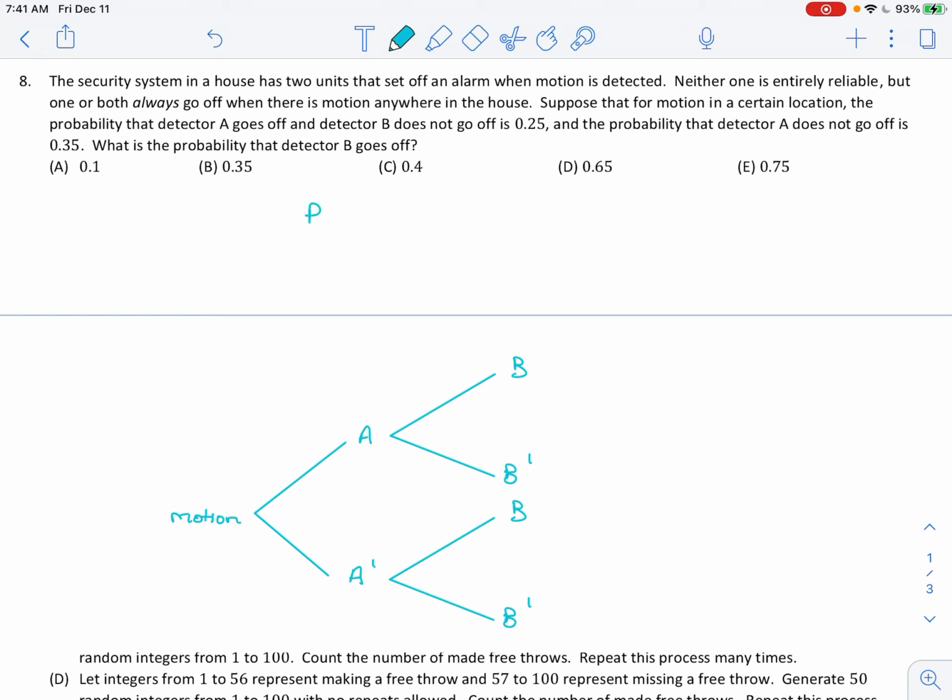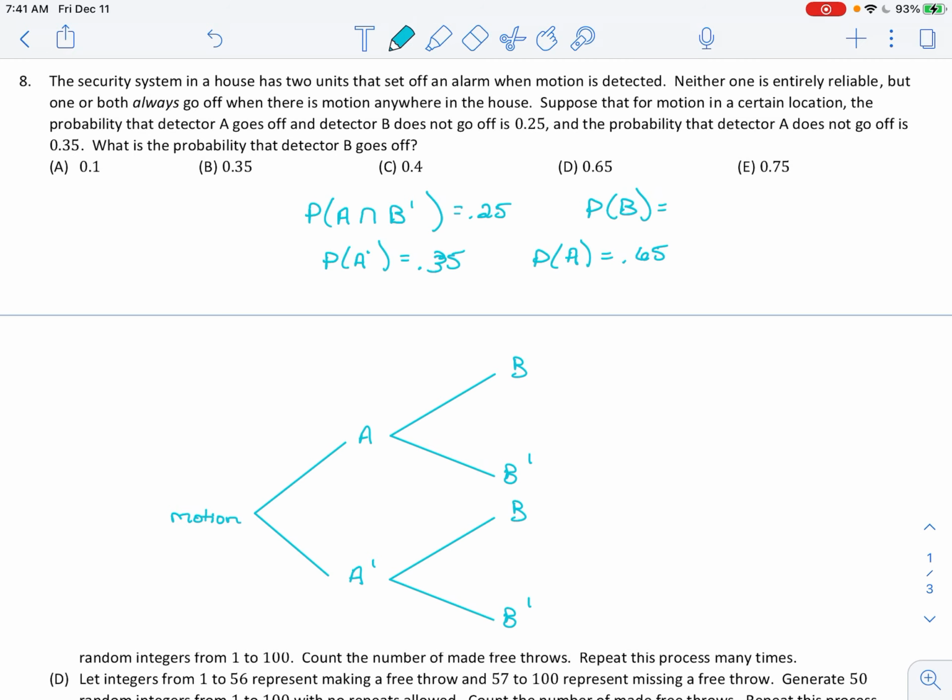But the first thing I had just written out was the probability that detector A goes off and detector B does not go off. So I just use B prime for B not going off. So I know this, and the probability was 0.25. It says the probability of A not going off is 0.35, which means the probability that A does go off is 0.65, just because they're complementary events. And I want to find the probability that B goes off.